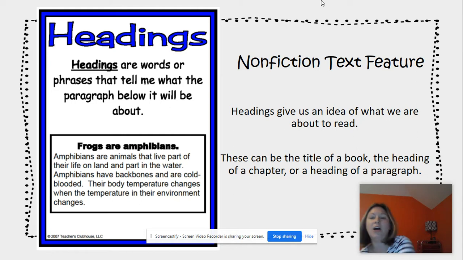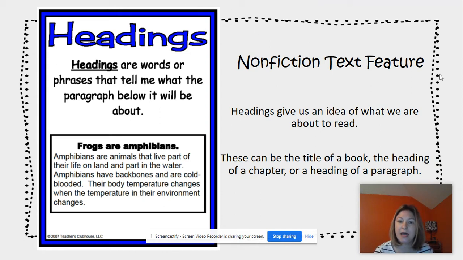So headings are a good clue as to what we're going to be reading. It's typically at the very top of a page. It can be at the top of the title of a book, can be the top of a paragraph. We can normally tell because it's in different size letters. It can be bigger letters. It can be bold letters. Sometimes the heading is a different color from the rest of the text. But what's so special about the heading is that it helps us predict what the page or the section that we're going to read will be about.